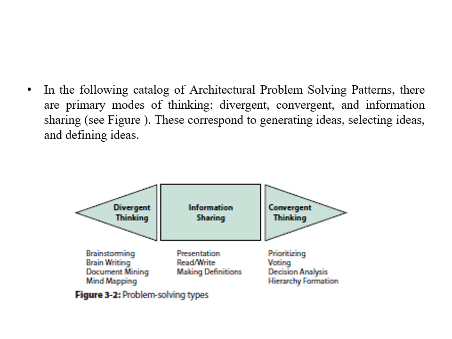So if you see here in this diagram, problem solving types. There are three kinds of problem solving types. One is divergent thinking, information sharing, and convergent thinking. In the following catalog of architecture problem solving patterns, there are primary modes of thinking. So these are the three primary modes of thinking: divergent, convergent, and information sharing. These correspond to generating ideas, selecting ideas, and defending ideas. So these help us to generate ideas, to select the ideas, and to defend the ideas. So these three are the primary modes of problem solving types.